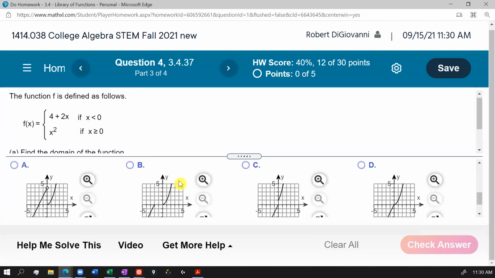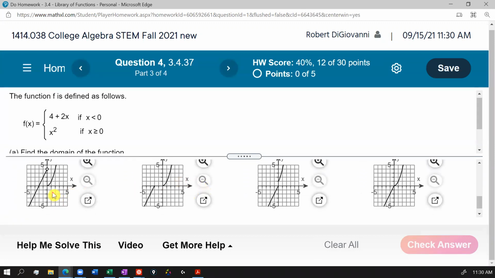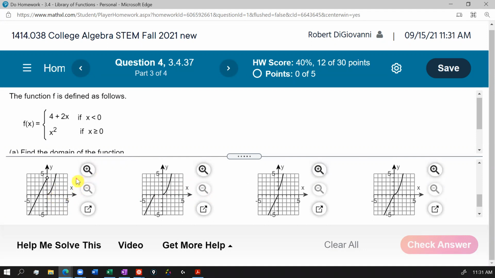All right, which graph is the correct one? Let me see. It's this one right here. Yeah, it was that one.